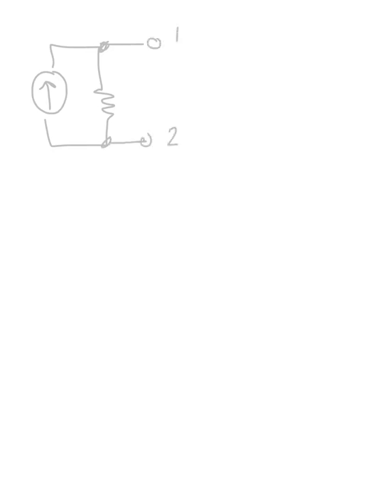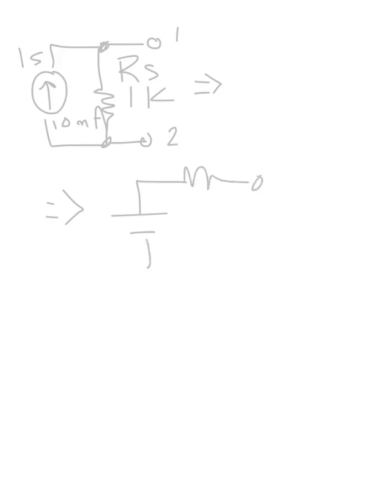Pins 1 and 2. The resistor is 1K, and it's known as R sub S. Its value is 10 milliamps, and we call it I sub S. Kind of messy. I wish I could be cleaner. And we're going to convert it down here to a battery and a resistor in series.